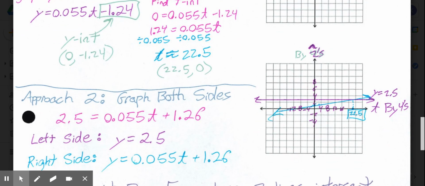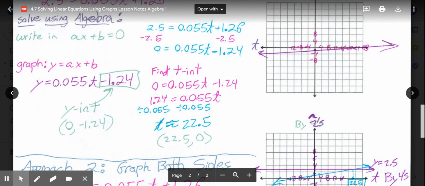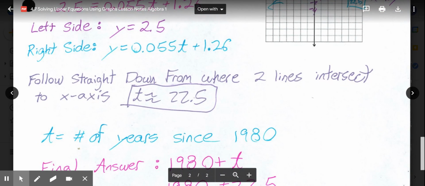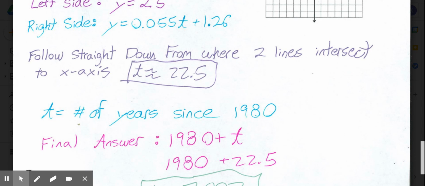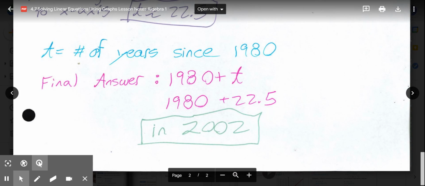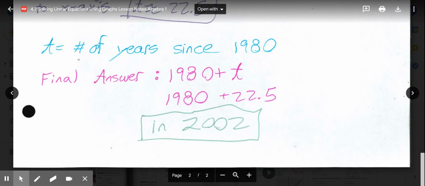And either way, we get 22.5 for the x value, or t value in this case, where they meet, or where the single line crosses that intercept. So both of those approaches tell me t is about 22.5. So if t is the number of years since 1980, that tells me that our number of registered nurses will equal the 2.5 million in approximately the year 2002, sometime in the middle of that year, if it's taking roughly 22 and a half years since 1980.